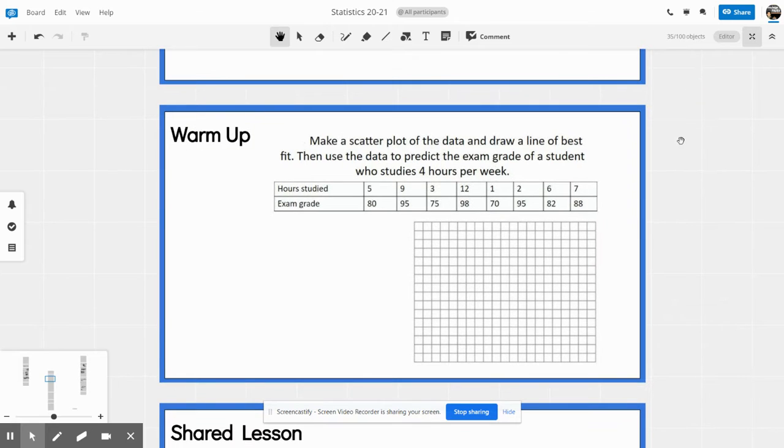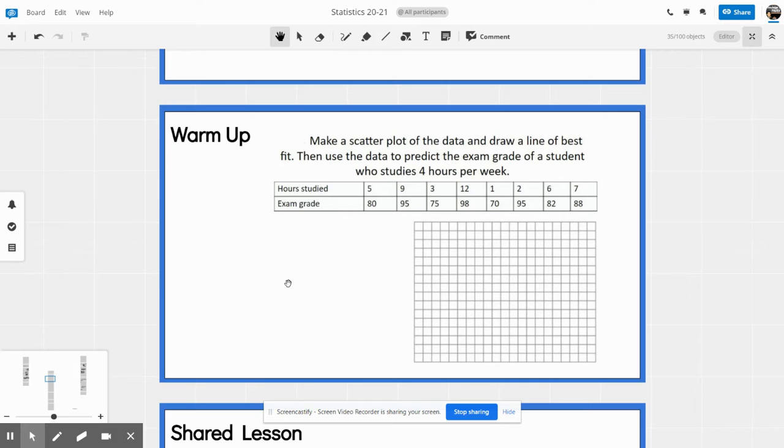First, I want you to start with the warm-up. This is a little bit of a review from yesterday. You are going to make a scatter plot of the data and draw a line of best fit, then use the data to predict the exam grade of a student who studied 4 hours a week. So we're going to put hours studied on the x-axis, the exam grade on the y-axis, and then we are going to fill in and scale our graph. So go ahead, pause the video, do that.